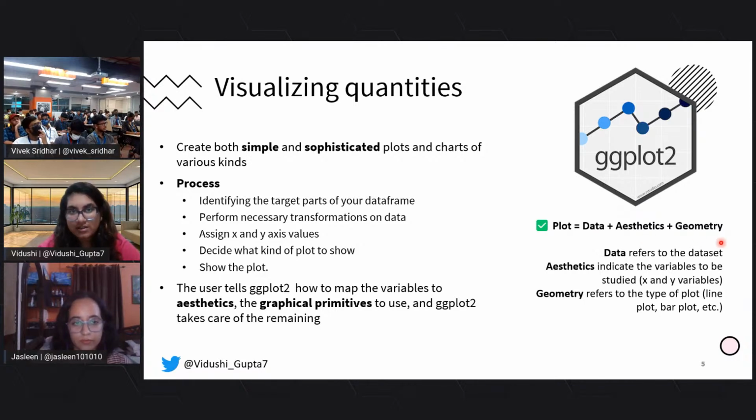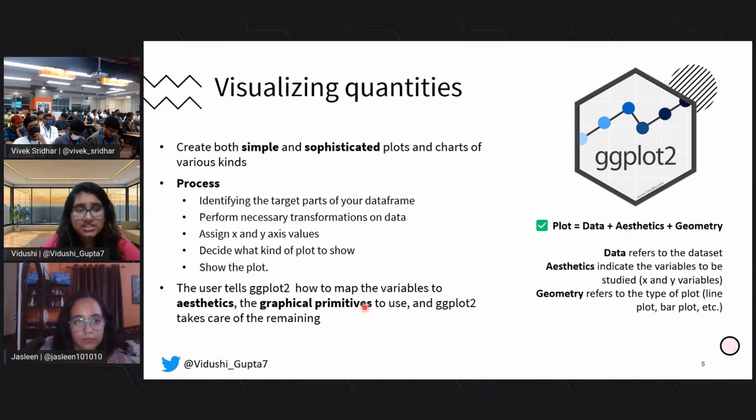Data here is going to be the data set that you're targeting, which was the first step of our process. The aesthetics indicate what variables you'll be assigning to the x-axis and the y-axis. And the geometry indicates the type of the plot. For example, it's going to be a bar plot or a scatter plot.